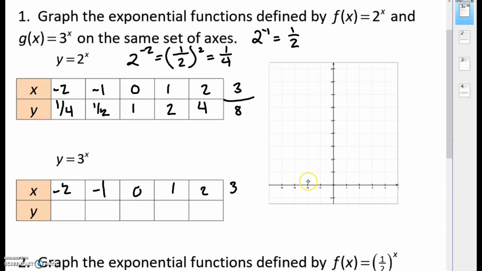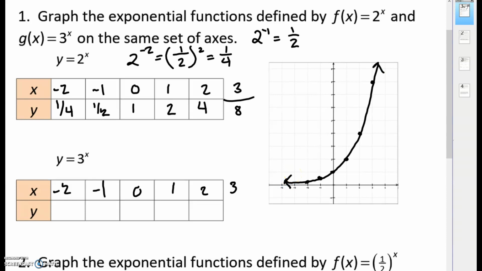I've got -2, 1/4, so that's close to the axis. -1, 1/2, which is here. 0, 1. Then 1, 2. 2, 4, and then 3, 8, which is right here. You guys can see that this makes this really nice curve where we're going like that.